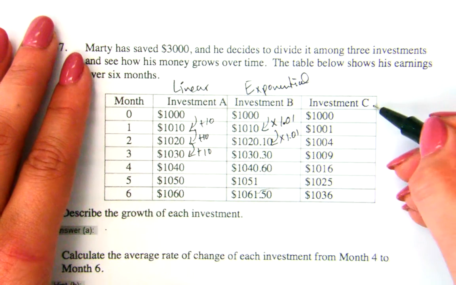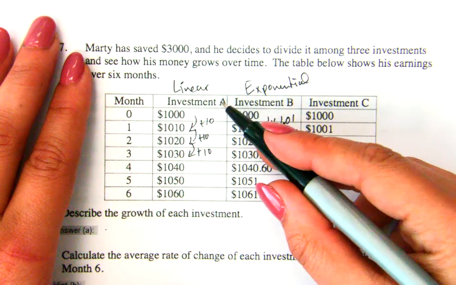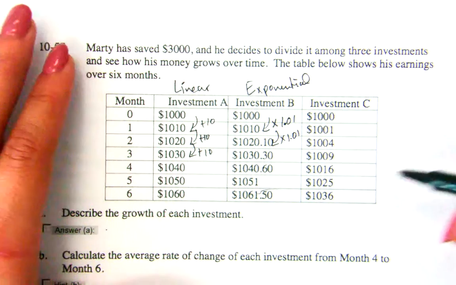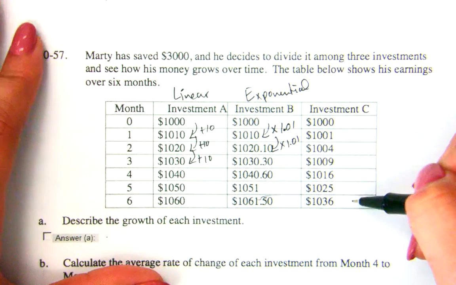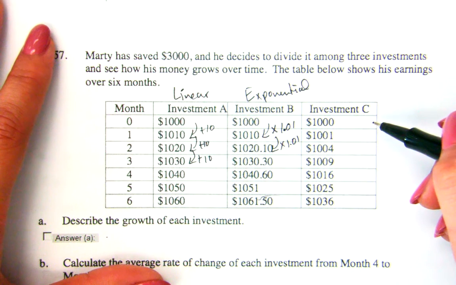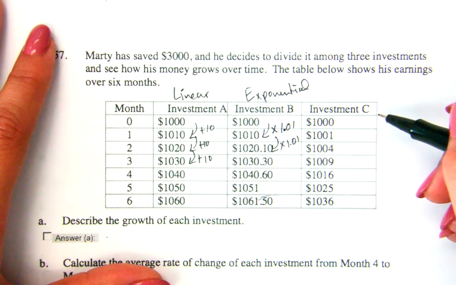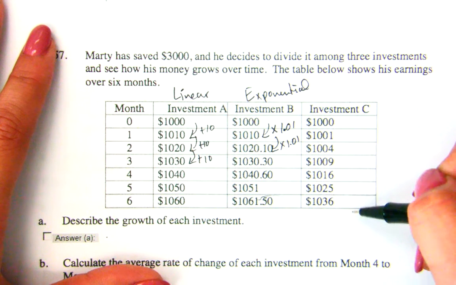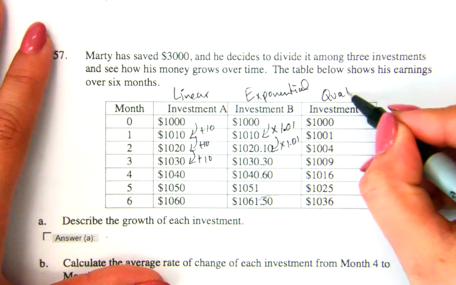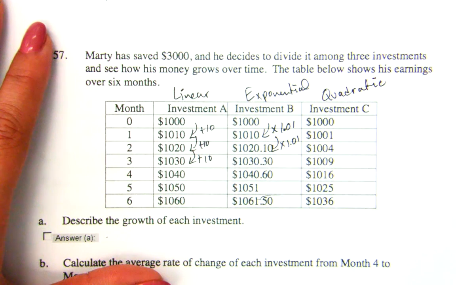And then investment C, if it's not linear and it's not exponential, you only have a couple of options available. Not growing at all, but obviously it is. So this must be the quadratic. How is it growing though?